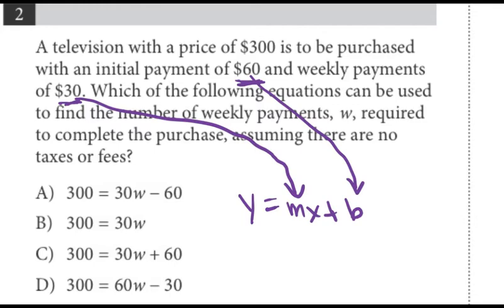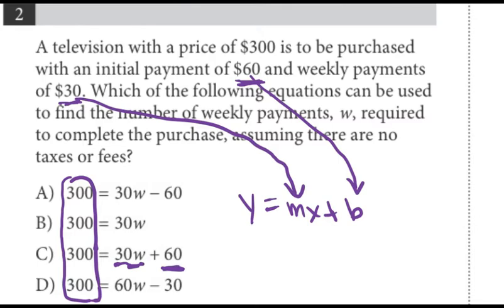So looking at the answer choices, it's very easy to see that all of these are $300, which is the price of the television. So those are all the same. So the thing on the right side is the payments have to equal what the purchase price is. And the payments are exactly this. 30 would be the slope, because that's the weekly cost, and 60 would be the initial payment.